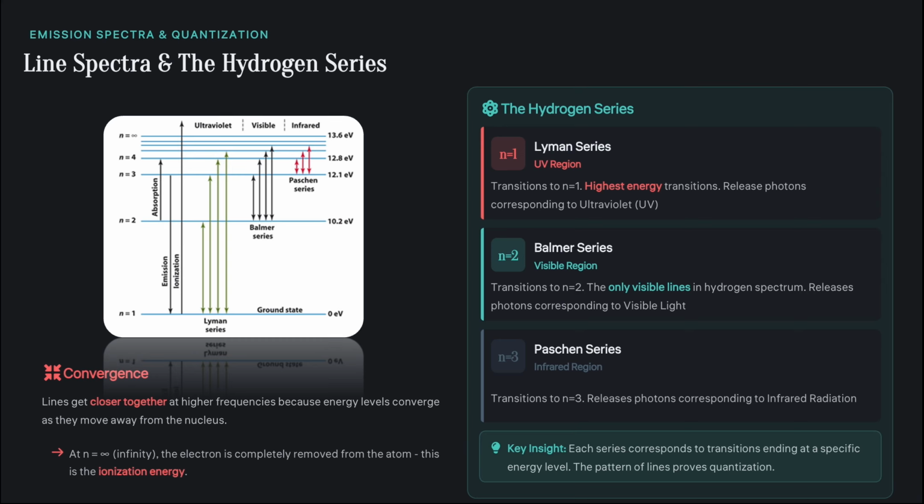And you guys might also see that the energy levels, as you look at the top of the diagram, get closer together. And this is known as convergence. And this is because as the principal quantum number n increases, the energy levels get closer together, eventually converging at n equals infinity. This convergence limit is the point at which the electron is expelled from the atom. It's known as ionization energy.